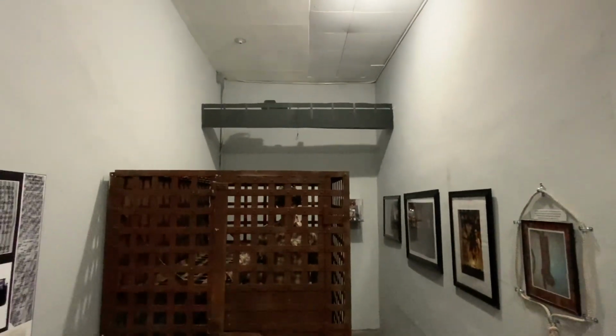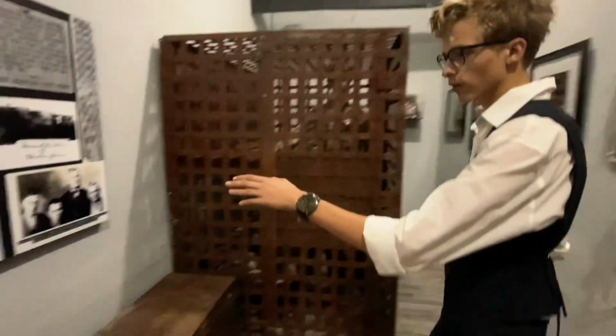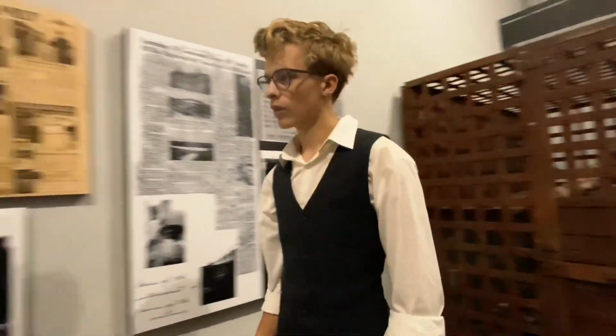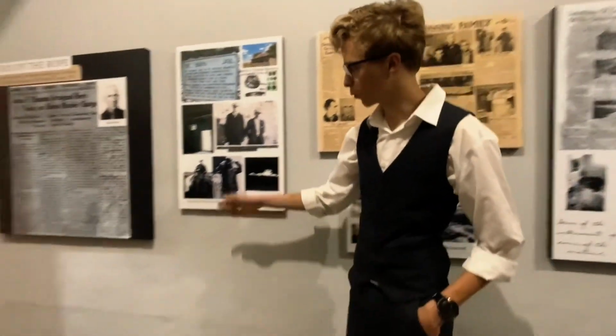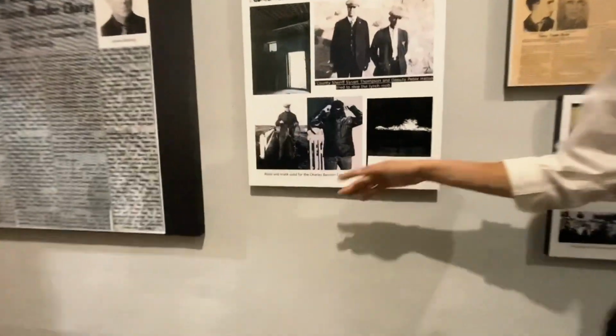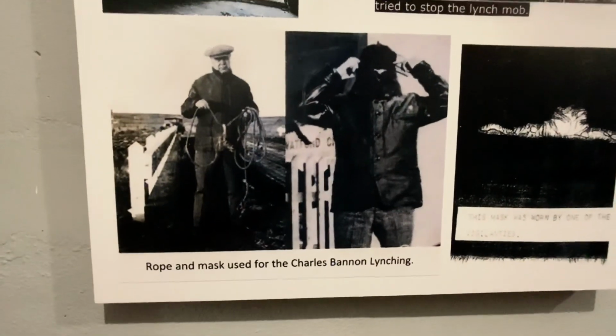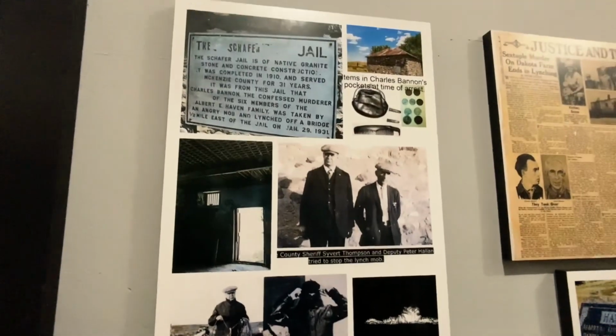And we do actually have a photograph of it over here. It is no longer standing, but they tied a noose around his neck and threw him off, killing him. Over here you can see the sheriff holding the rope that was used, as well as holding up the mask that was worn by one of the members of the mob that had killed Charles Bannon. To this day, the identity of any member of the mob is still unknown. And thus ends the story of Charles Bannon.